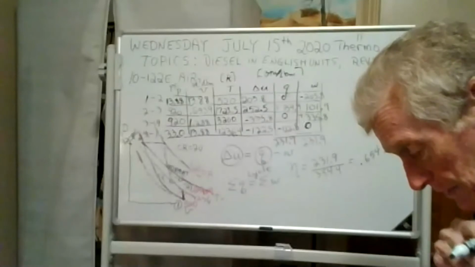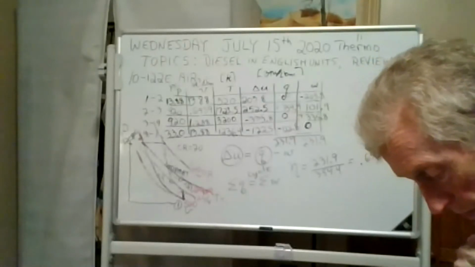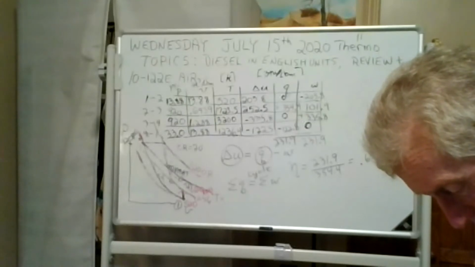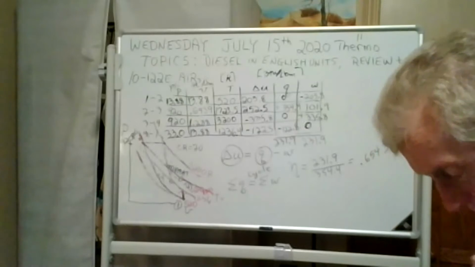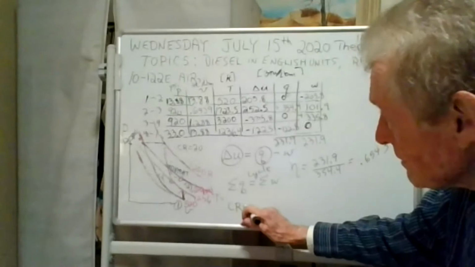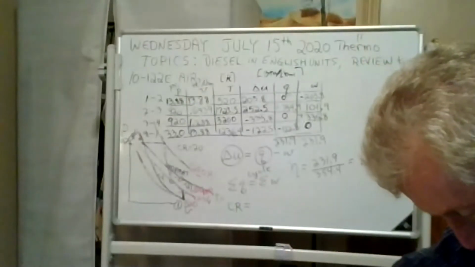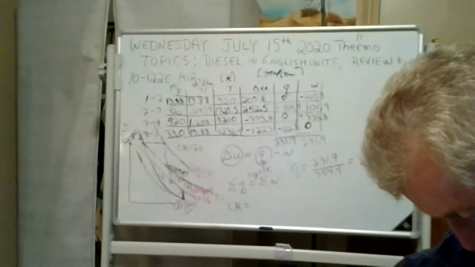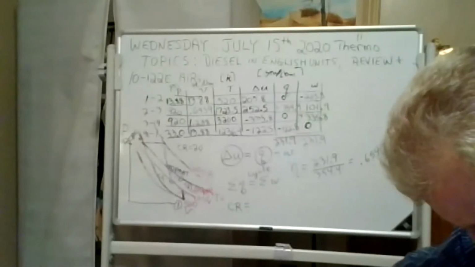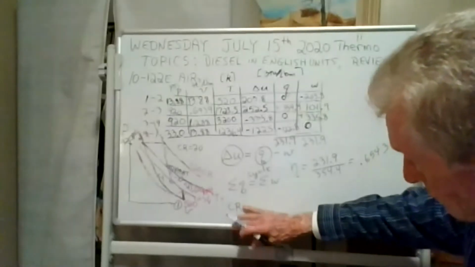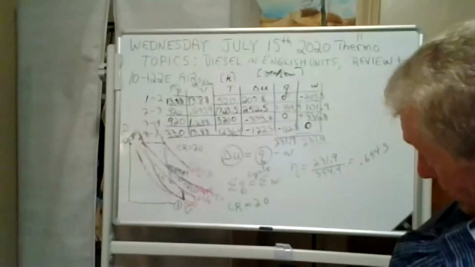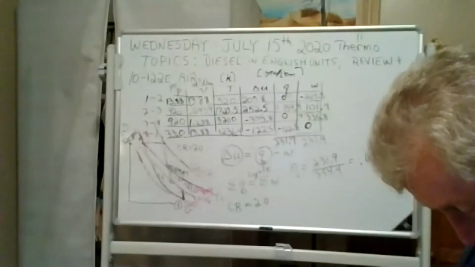Okay, so we did that. And now they also wanted something else. Let me read it here. The cutoff ratio. Well, the cutoff ratio, I don't think they ever gave us that. Did they? Oh, they gave us the compression ratio, that was 20. They gave us the compression ratio, but they also have something called the cutoff ratio.